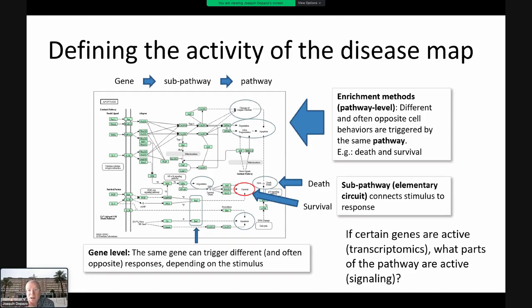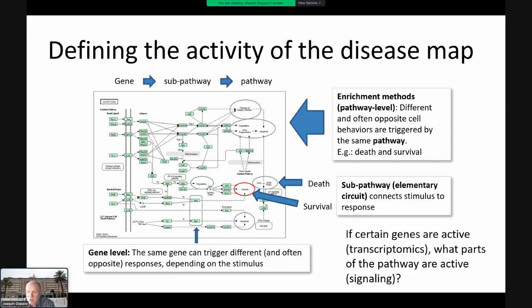But typically in this pathway you have both functions. You have cell death, but you have cell survival, because typically you have all the process that goes in both directions. So to understand how a pathway works, you cannot look at the pathway as a whole, because saying that you have a lot of activity of the genes in the pathway means nothing, because you don't know if the cell is committing suicide or if the cell is surviving.